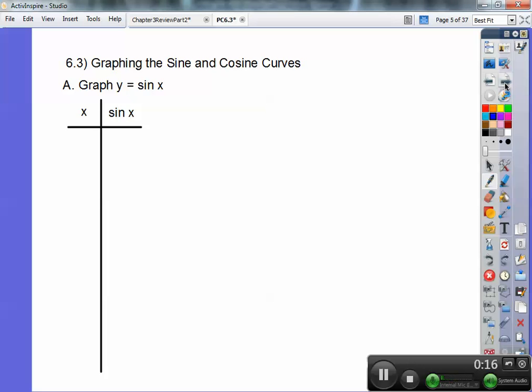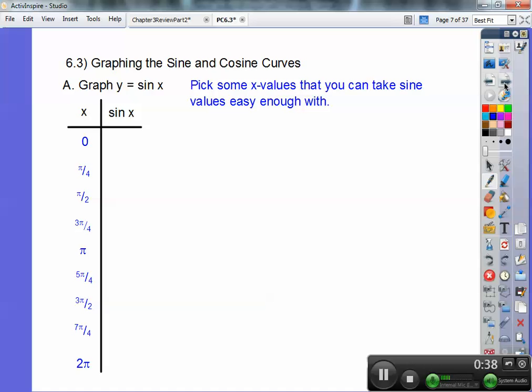Okay, so I'm going to make a t-chart, you guys, x and the sine of x, so y equals the sine of x, so that's like saying x comma y. All right, and we're going to pick some x values that you can take sine values easily from. So hopefully by now you know about the unit circle and what kind of numbers you want to take sine values from. And I'm doing these in radians, you guys, so make sure your calculators are in radians.